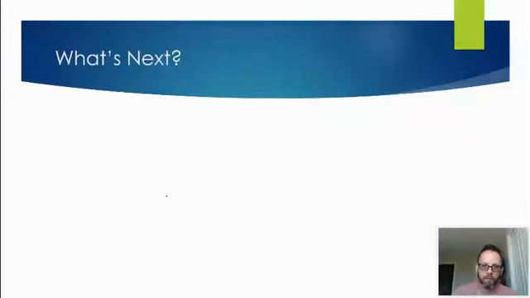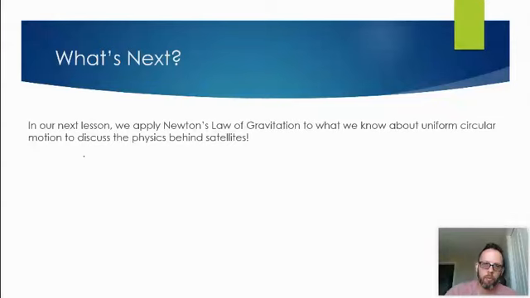What is next for us? In our next lesson, we're going to apply Newton's law of gravitation to what we know about uniform circular motion. We're going to discuss satellites, which is going to be pretty fun. Satellites don't have to be our traditional idea of a communication satellite going around the Earth. In fact, the moon is a satellite to the Earth, the Earth is a satellite to the sun, and the sun is a satellite to whatever it's orbiting at the center of our galaxy. We can apply the physics of satellites to many different things. That's pretty cool, but that's for next time.